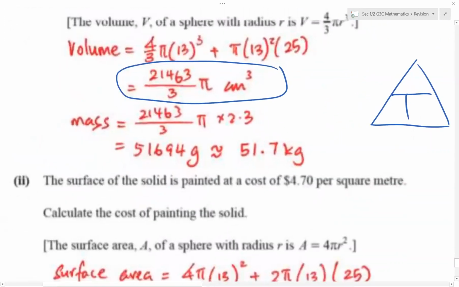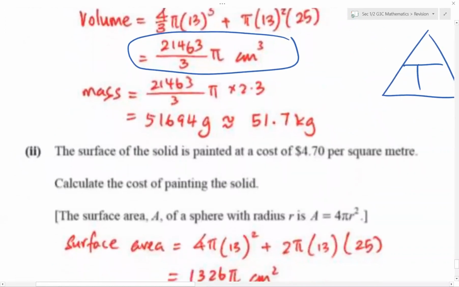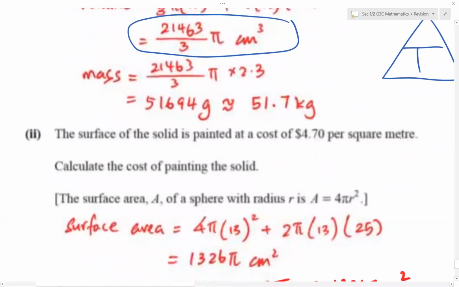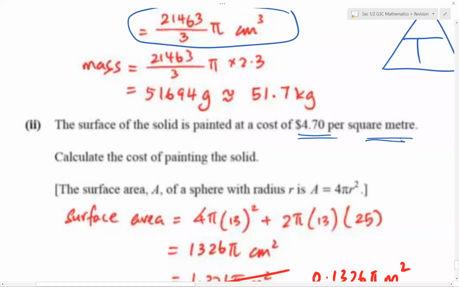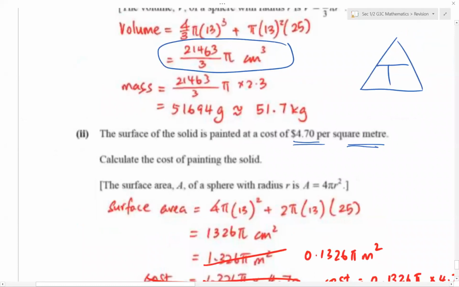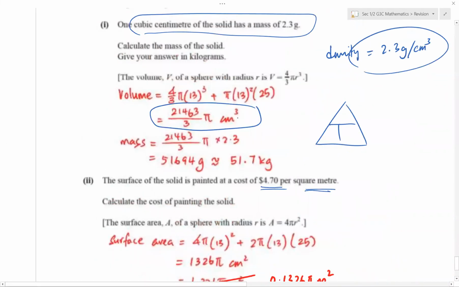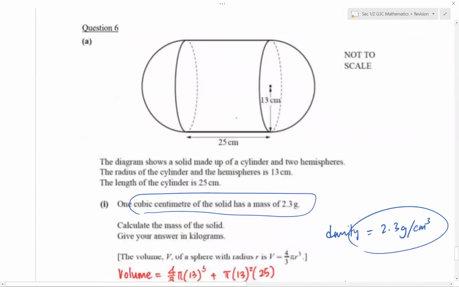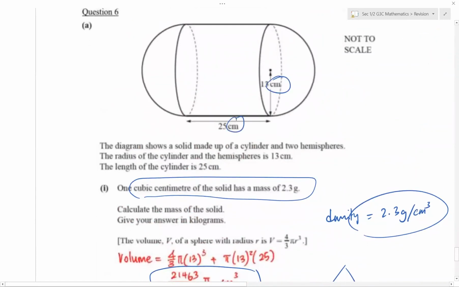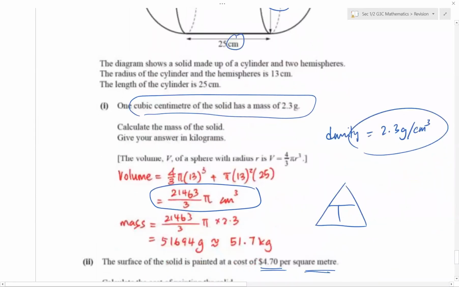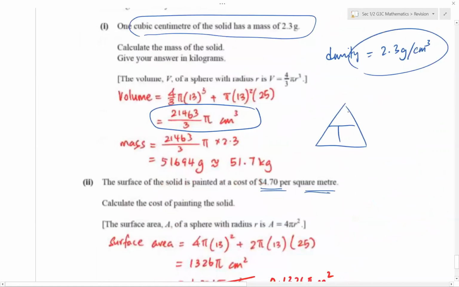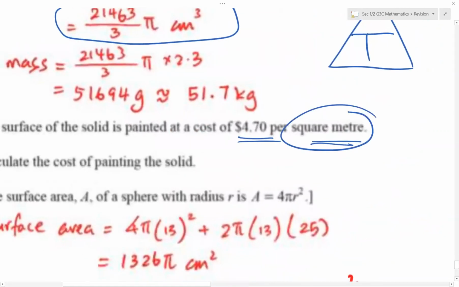Now, part 2 says that the surface is painted at $4.70 per square meter. So calculate the cost of painting the solid. Clearly, you have to find out the total surface area of this solid now. But take note, all the dimensions are in centimeters. So the area based on the dimension in centimeters is going to be in square centimeters. Then you need to convert to square meters to find out the total cost.